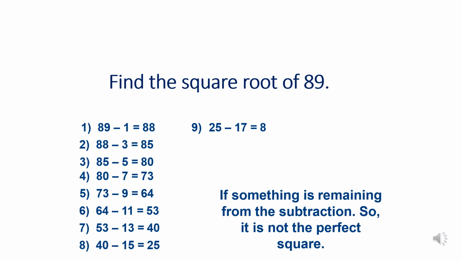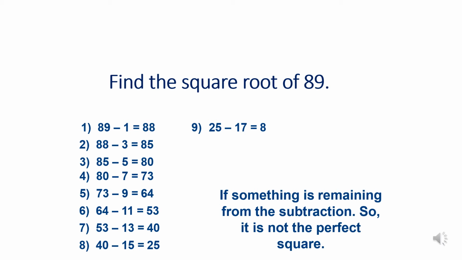Now, from 8, if I subtract the next odd number, that is 19, I will get my answer in the form of a negative integer, which is not 0. So here, by subtracting those odd numbers consecutively, we are not getting the answer 0. So what can we say? 89 is not a perfect square number. We cannot find its square root in the form of integers.